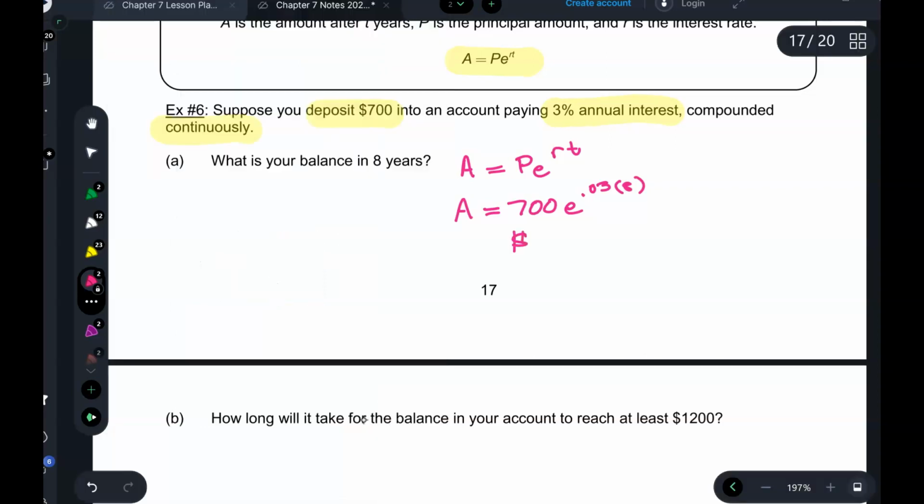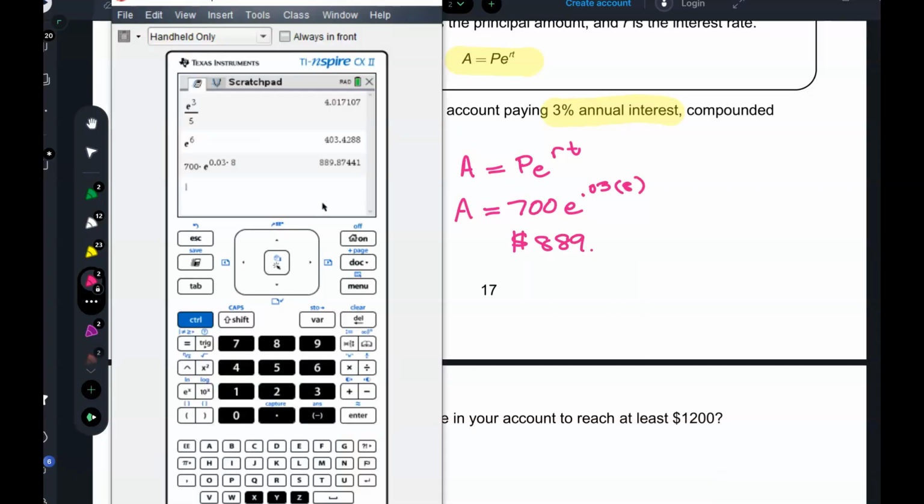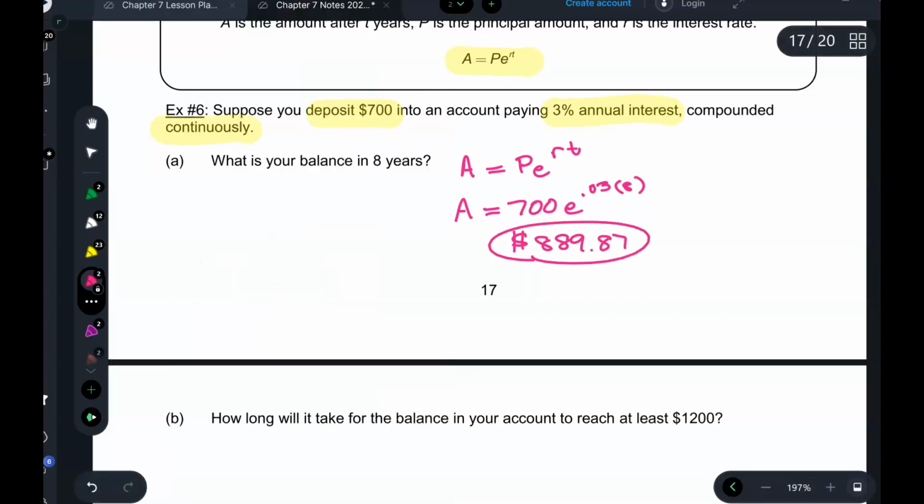$889. So after 8 years, that's all you get. Not a lot, starting from $700. It's only 3%, which is why down the road, when your parents are looking at investing in something, if you can get something like 7%, that's pretty good. That's really good. What if inflation is like 6?